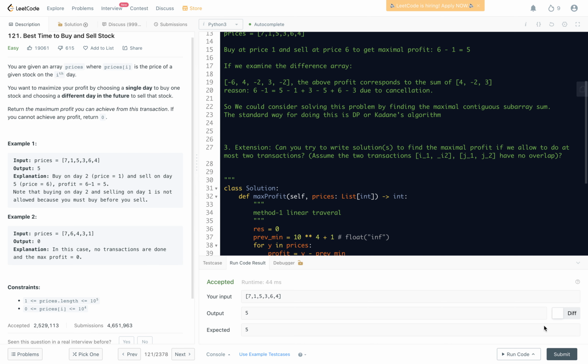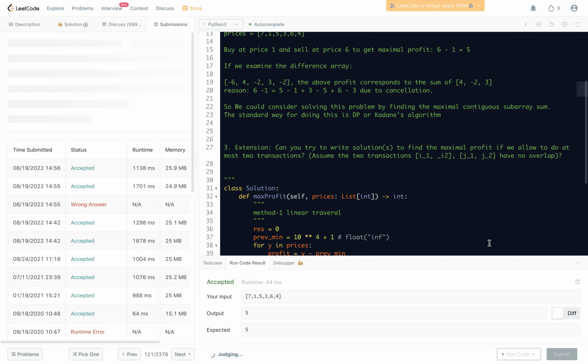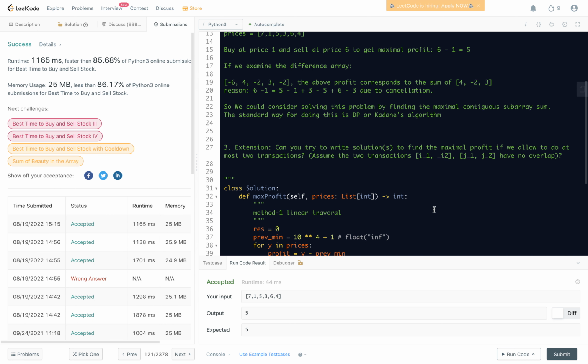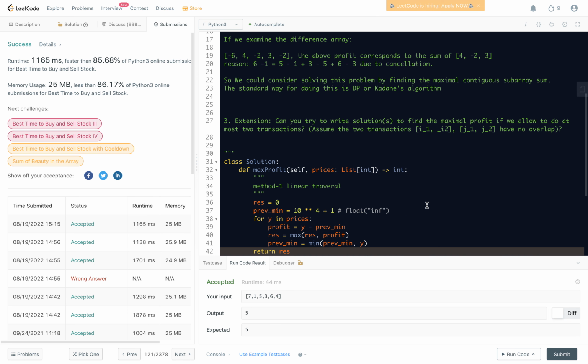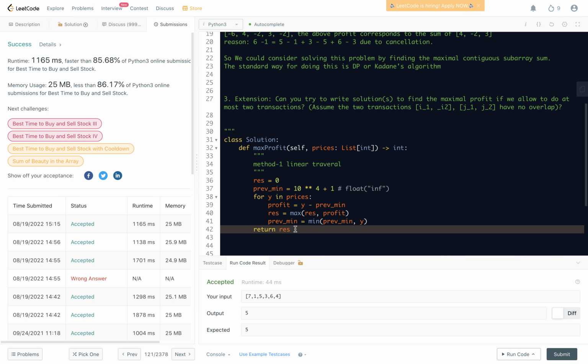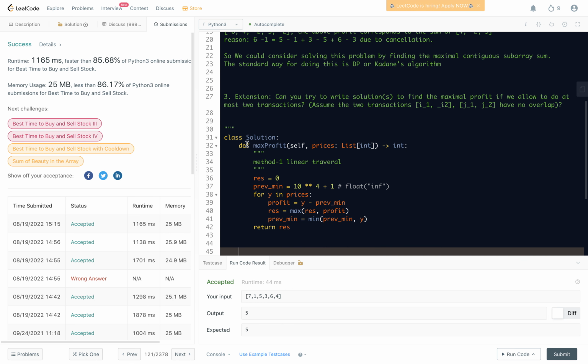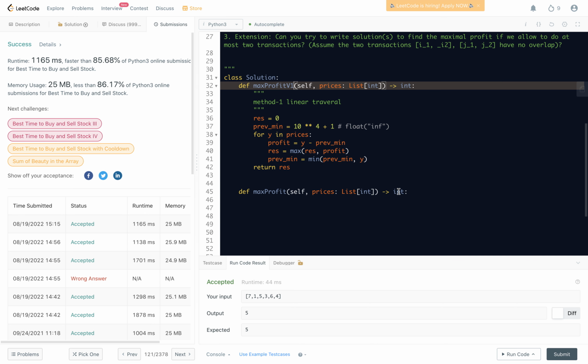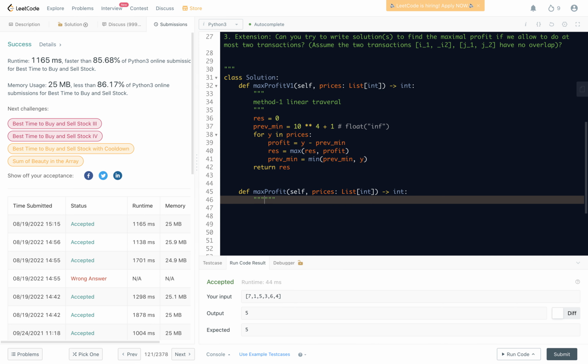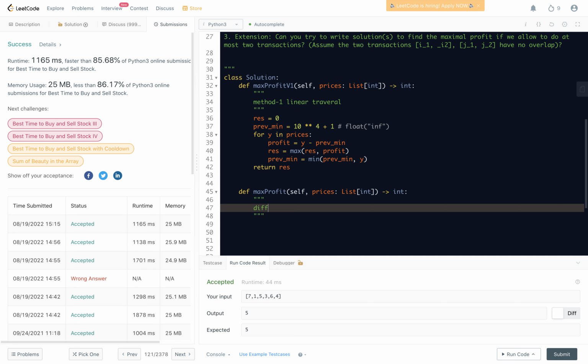Now let's look at a generic check. Yeah, it passes the generic case. So with that said, now let's look at the second solution. I'm going to copy this function signature here, and then we will mark this one as V1. Here we are going to write a solution based on the difference array and DP, or the Kadane algorithm.